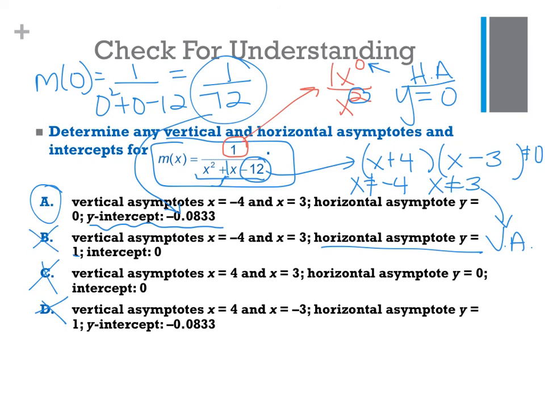That is because this function does not have an x-intercept, because the x-intercept is found when the numerator is equal to 0. Well, if I set 1 equal to 0, 1 can never equal 0. So if you do not have an x variable in your numerator, you will not have an x-intercept to your function. So that is why none of these choices mention an x-intercept, is because there isn't one.